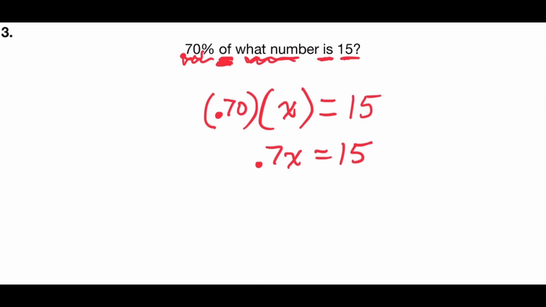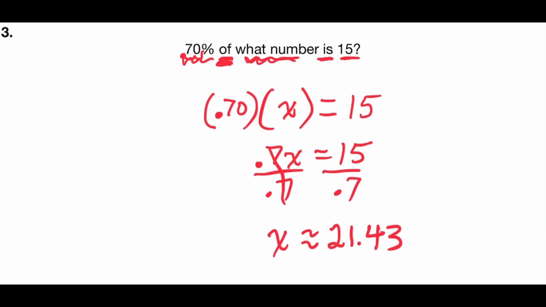Then I'm going to divide both sides by 0.7 in order to get my variable by itself. 0.7 divided by 0.7 is 1x, and 15 divided by 0.7, if I round that off to 2 decimal places, is approximately 21.43. So 70% of 21.43 is 15.